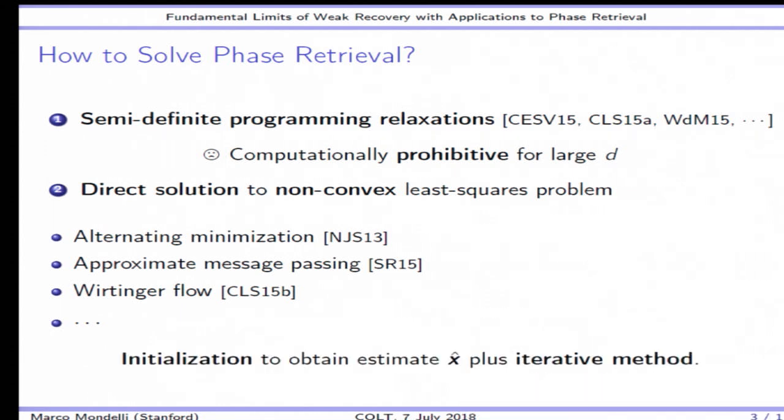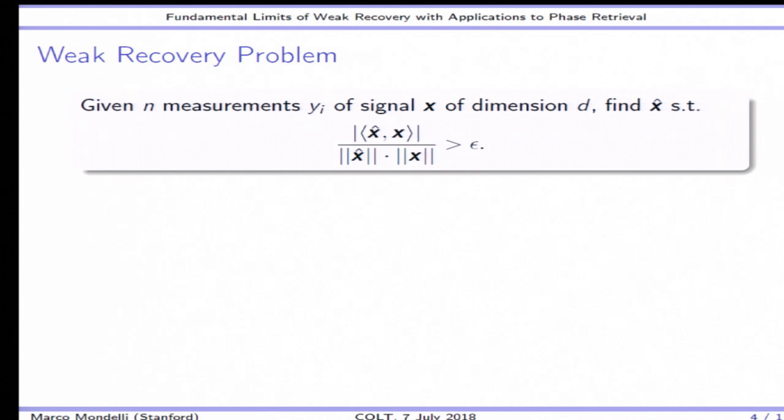All these approaches share the same general strategy. You initialize your algorithm somehow, and you obtain some estimate x hat, and then you improve your estimate iteratively via some iterative method. For example, in Wirtinger flow, this is essentially gradient descent. This motivates the weak recovery problem, in which what we want to study is how hard it is to derive this initial estimate, because typically this is the real bottleneck of our computation.